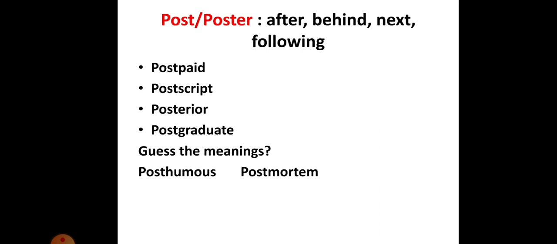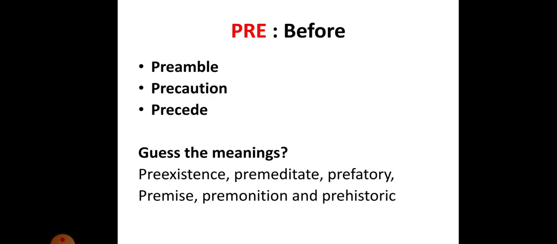The next word is pre, which actually means before. You have words like preamble and then precaution and precede. Okay, and I don't really need to give you the meanings of these three words, preamble, precaution, and precede. What is preamble? So preamble actually means going before, an introduction to a book or a written document, an introduction to something you say. Okay. And the next words are precaution and precede, something that comes before. And now guess the meanings of pre-existence, premeditate, prefatory, premise, premonition, and prehistoric. And please try to give your answers in the comment section.